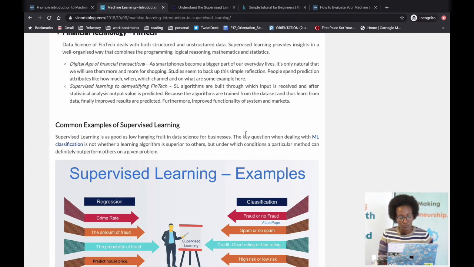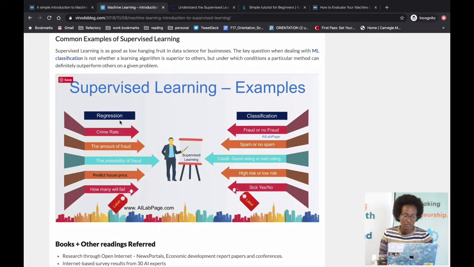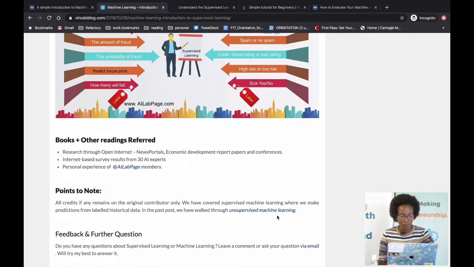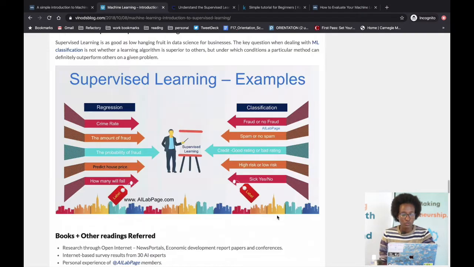There is much more. There are more examples, regression. You can see the crime rate, the amount of fraud, predicting housing prices. These are all things that you can do when you learn supervised machine learning. Yeah, and then this blog stops there.